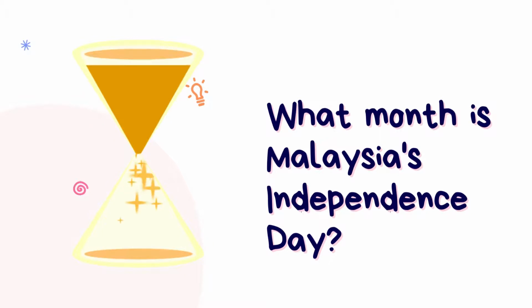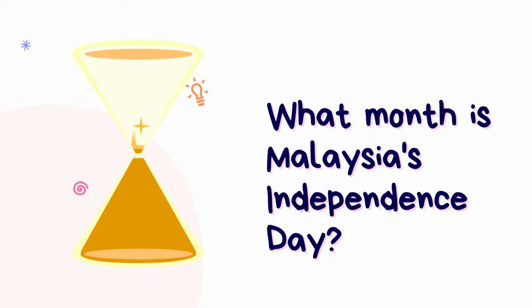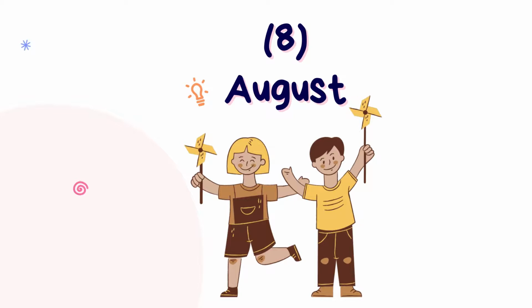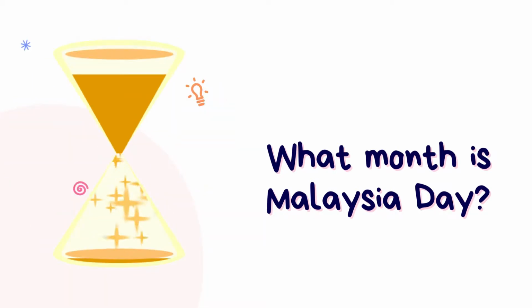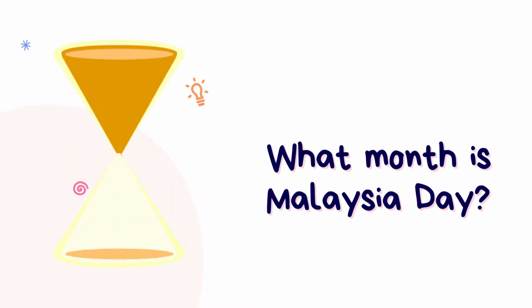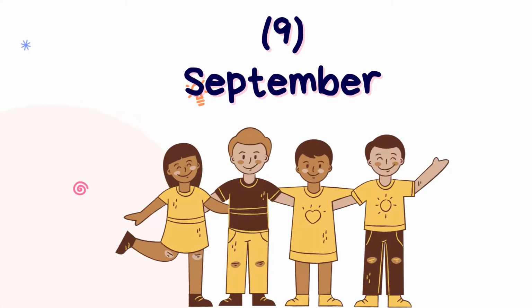Next. Can you tell what month is Malaysia's Independence Day? What month is Malaysia Independence Day? Try to think. Let's check the answer. It's August. August. Well done. Next. What month is Malaysia Day? Can you tell what month is Malaysia Day? It's in September. September. Well done. All right, that's all for today.